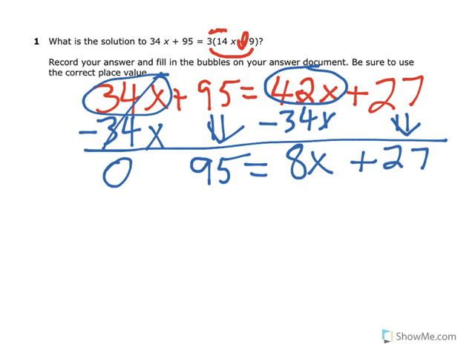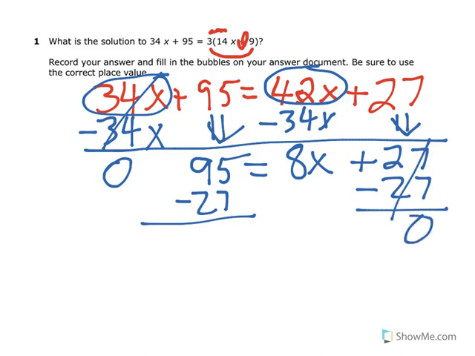Now we want to get all the numbers to the other side, so we subtract 27 from both sides. 27 minus 27 is 0. 95 minus 27 is 68. And then we just bring the 8x down and, of course, the equal sign. So 8x is equal to 68.